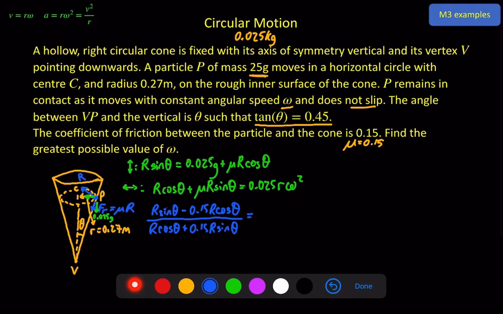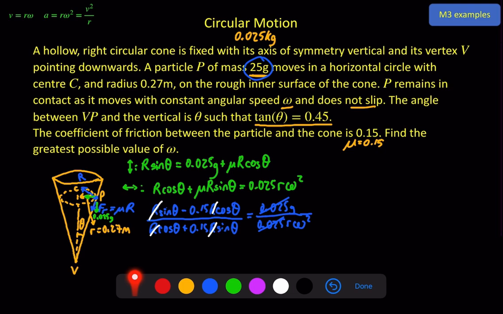On the other side, from the first equation, we've still got 0.025 g, and here 0.025 r omega squared, which makes me dislike this 25 grams even more because we didn't even need that. That's going to cancel out. Now looking at this left-hand side, all four terms have an R. That's nice. They can all cancel. Then we can divide each term by cos theta, because here that will produce a 1, and here as well, and here it will produce my tan theta that I know in an exact form.